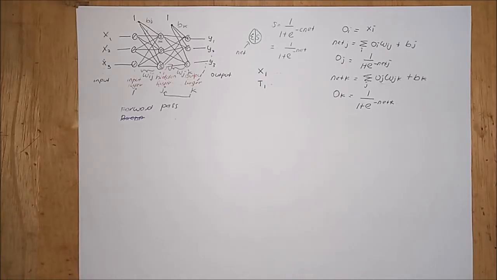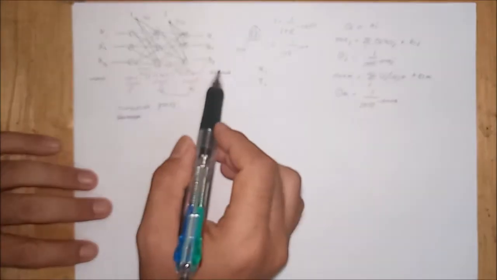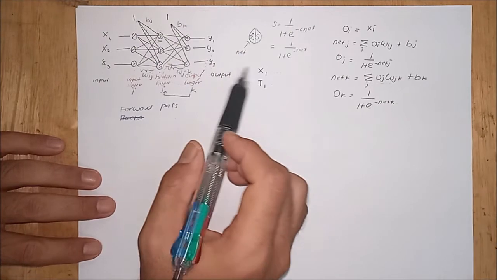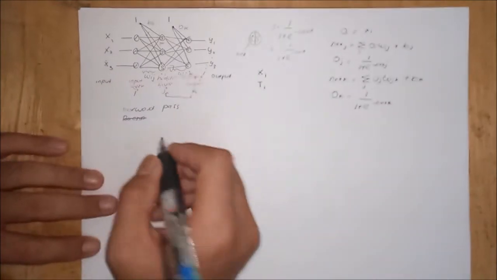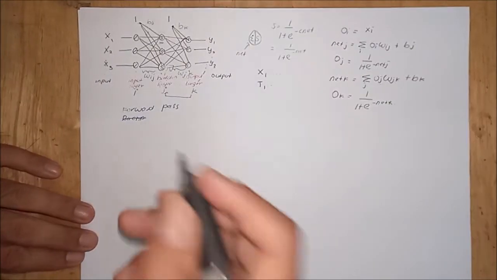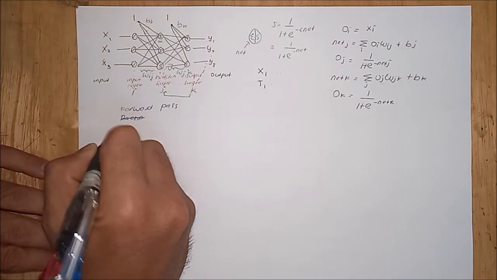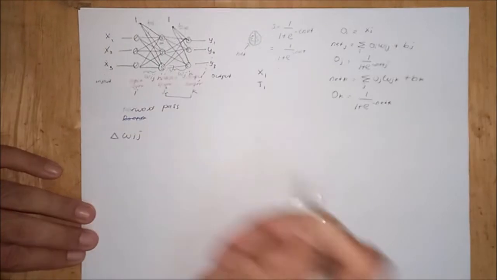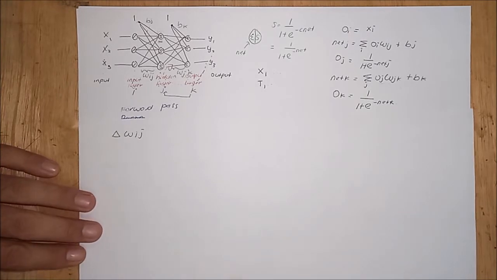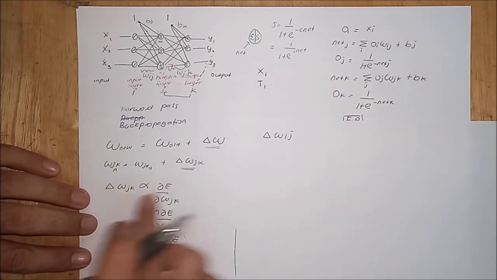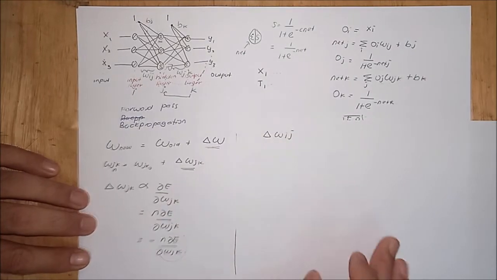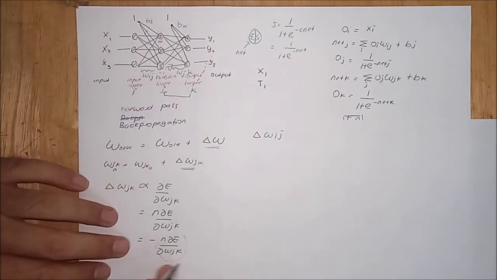Okay, for the second part of the derivation process, we will find the change of weight between the hidden layer and the previous layer. For this condition, we will determine delta Wij. If you still remember, the derivation of delta Wjk and delta Wij will be the same, so we will just use the same notation here.